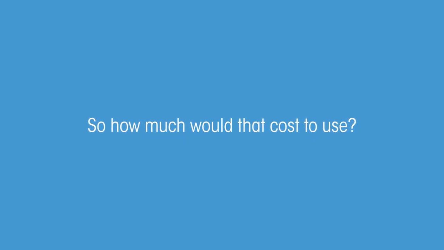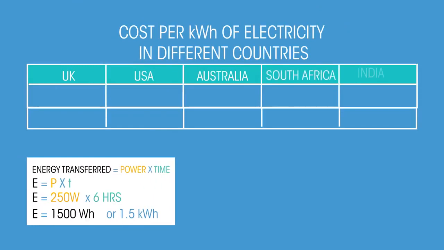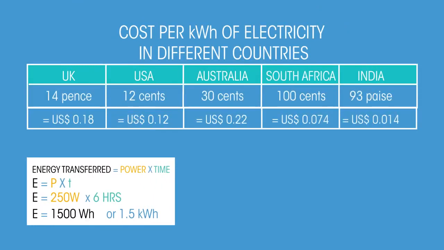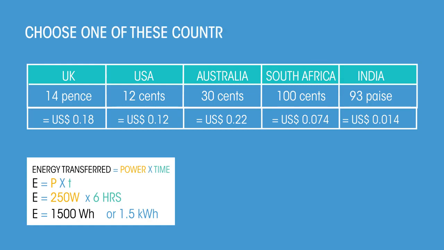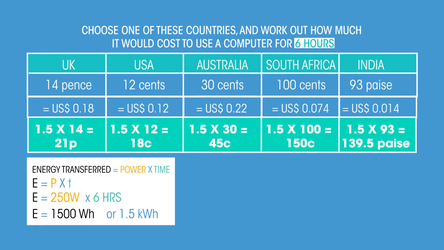So how much would that cost to use? To work this out, we have to know how much a kilowatt hour costs. This differs between different countries, different companies within a country, and even different tariffs from the same company. Choose one of these countries and work out how much it would cost to use a computer for 6 hours. Did you get it right?